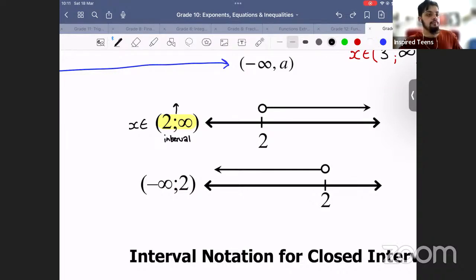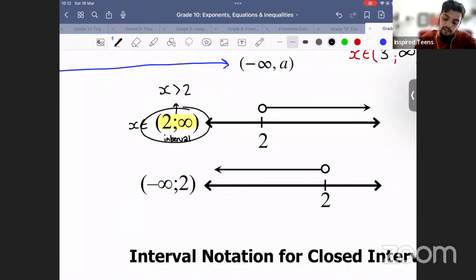Anyone? X is greater than 2, very good. Okay, because it's from 2 to infinity, so you don't include 2 because it's excluded there. So you'll say X is greater than 2. When you say X is greater than 2, you are saying X is everything past 2, up until positive infinity, and that's exactly what this interval is saying.